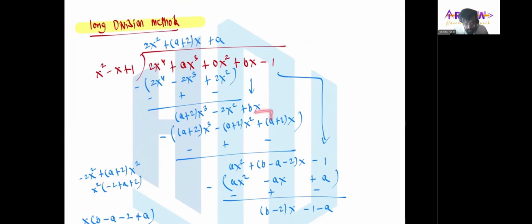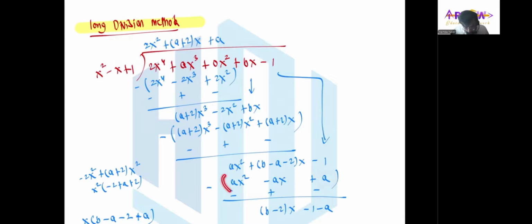And here you can say that b minus a plus 2 completely multiplied by x, which means that taking x as common, multiplied by b minus a minus 2. As simple as that. And then this minus 1 is carried forward over here. And then we are going to repeat the same procedure. So x square multiplied by a, this will give you ax square. Okay, and then this a will be multiplied by minus x, this will give you minus ax. Okay, and this a will be multiplied by 1, so this will give you positive a.